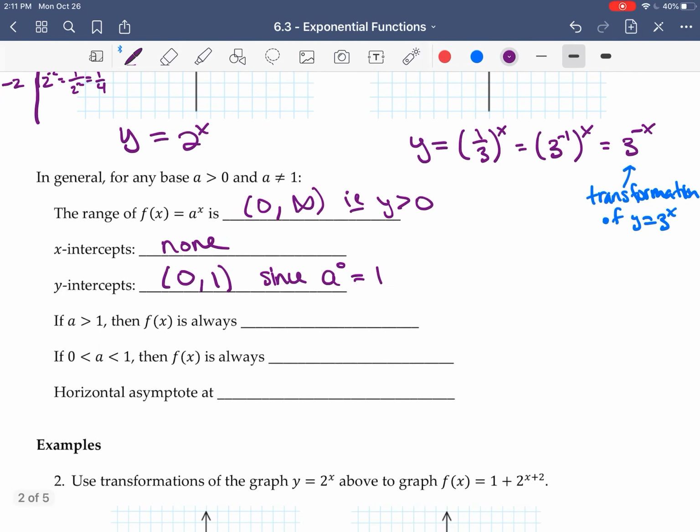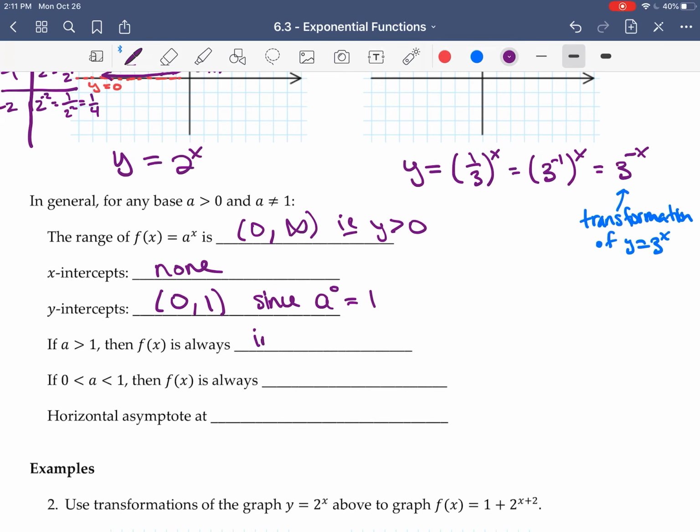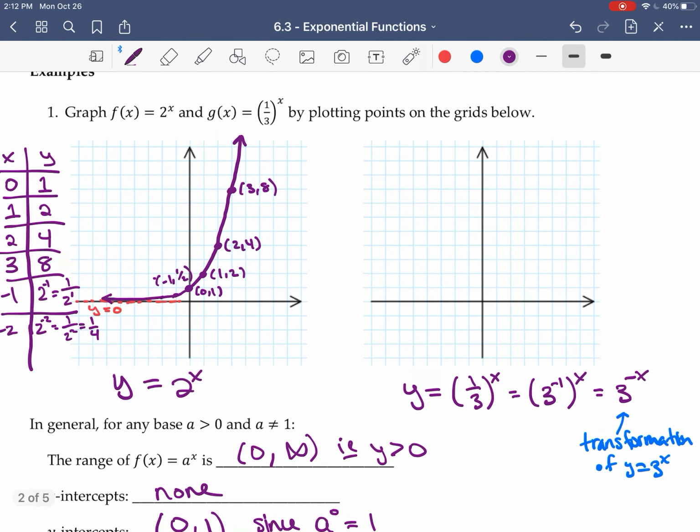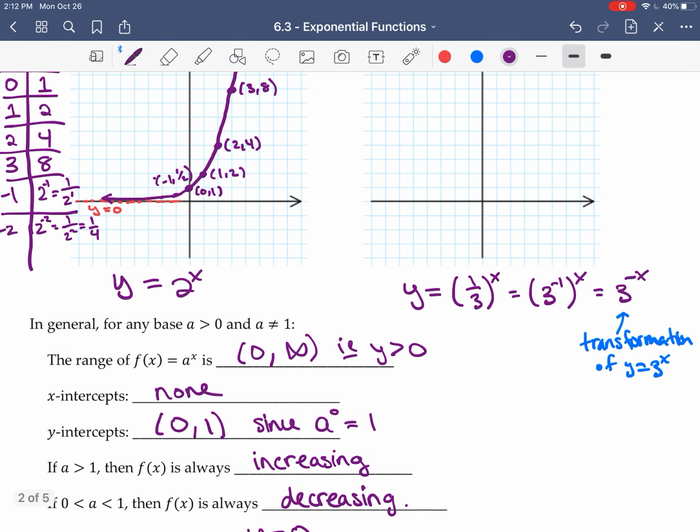Now, if a is bigger than 1, like the one that we drew, the 2 to the x, then f of x is going to be always increasing. Okay, but if a is between 0 and 1, like you're going to do for your other one, the 1/3 to the x, then it's going to be always decreasing. Okay, so that should be a hint for you. So your graph should be always decreasing. And like I mentioned, there's a horizontal asymptote at y equals 0. Okay, but it's kind of only a half asymptote.